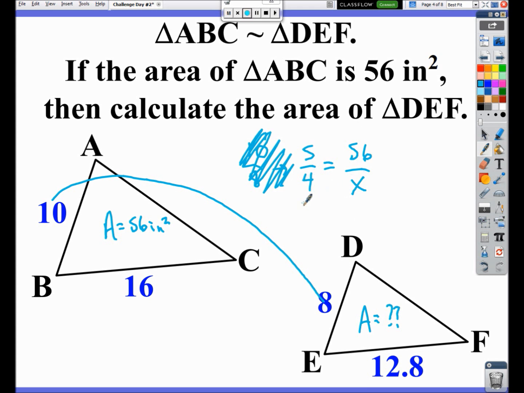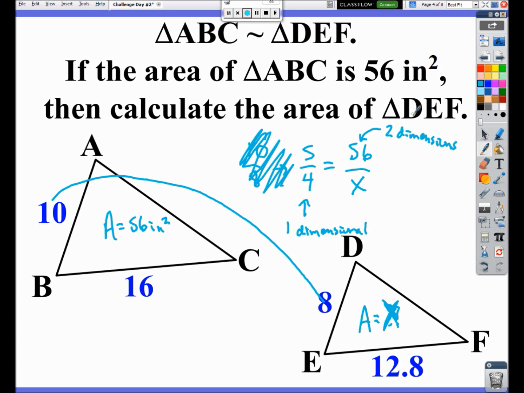And the reason why we can't do that is because this is a one-dimensional ratio. This is a ratio of two sides, which are one dimension. And the 56 and the x, if I call this area x, this is a ratio of 2 dimensions, right? Because area is like base times height. We have two values that are being multiplied to get area. So I can't do this ratio, but it's really, really close to being that, all right?